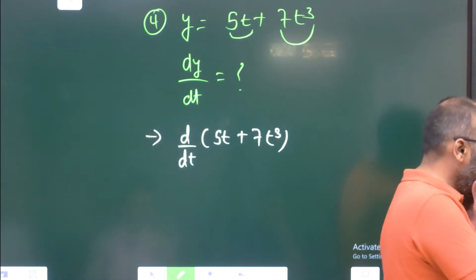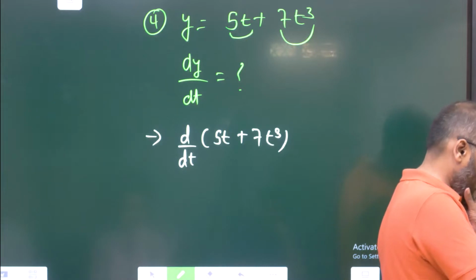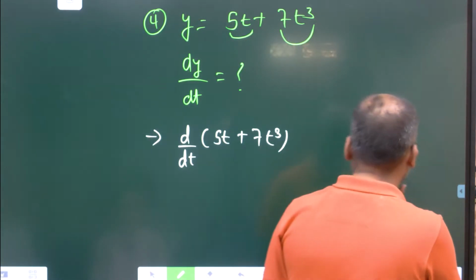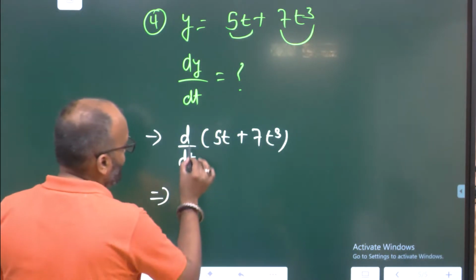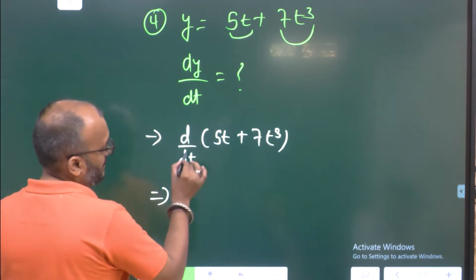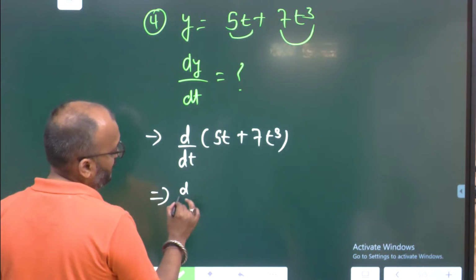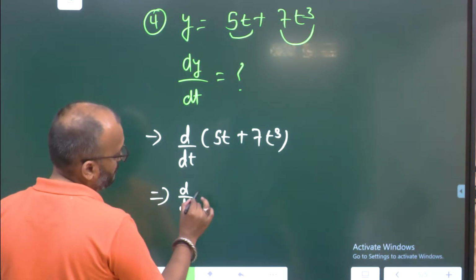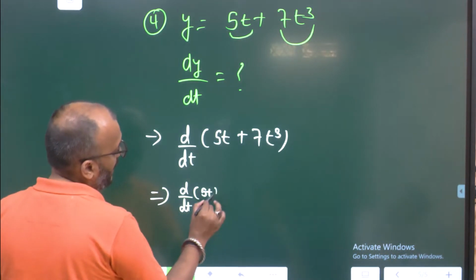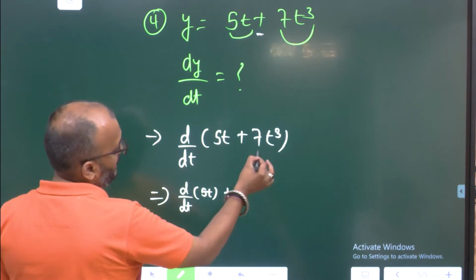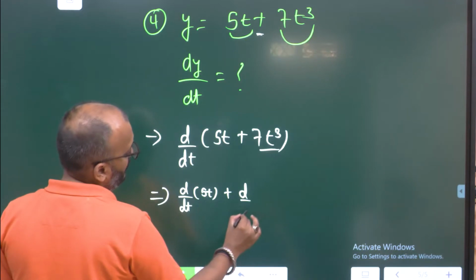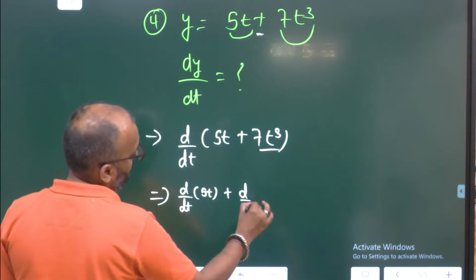What is the answer, dear? Sir, 21t square plus 5. Okay, yeah, it is right. Now please see how to do this. Differentiate the first function, that is 5t, and what is the sign in between them? Plus. Put a plus sign and again differentiate the second function. As simple as that.